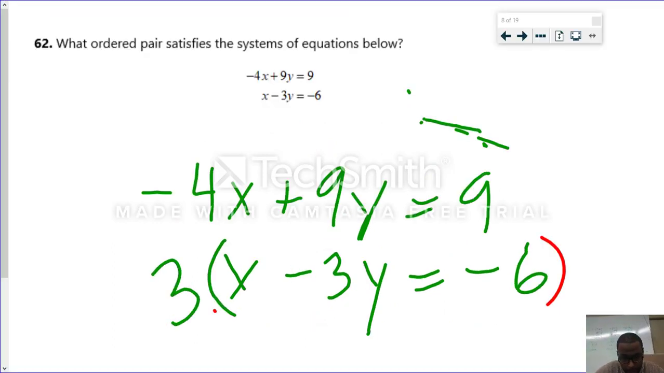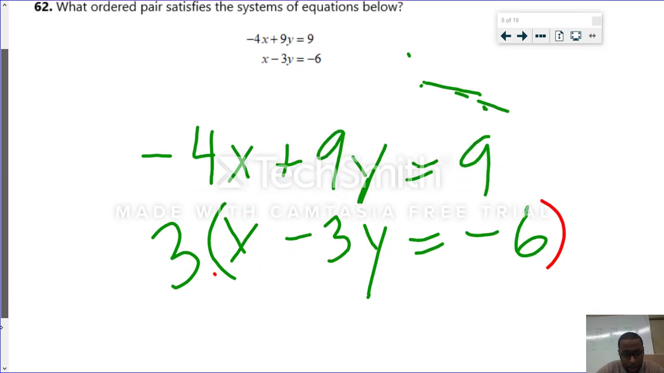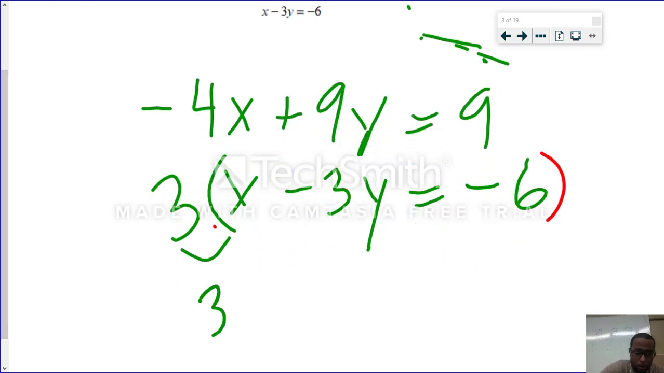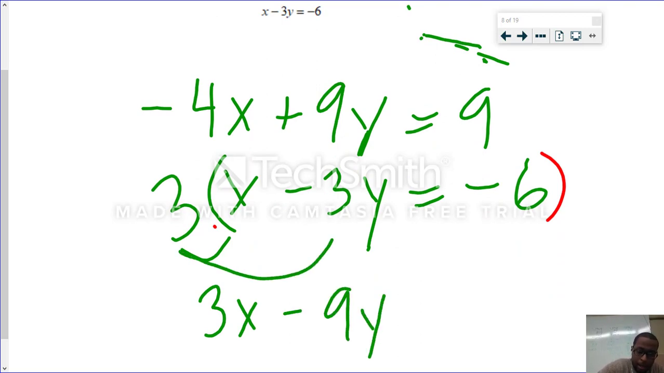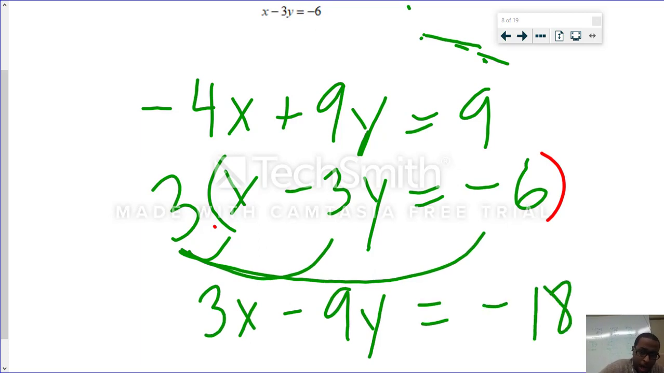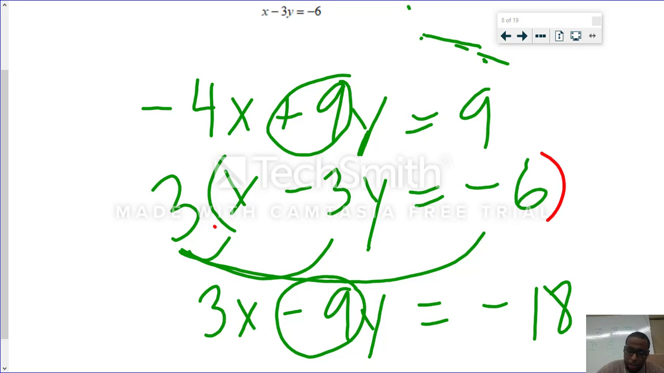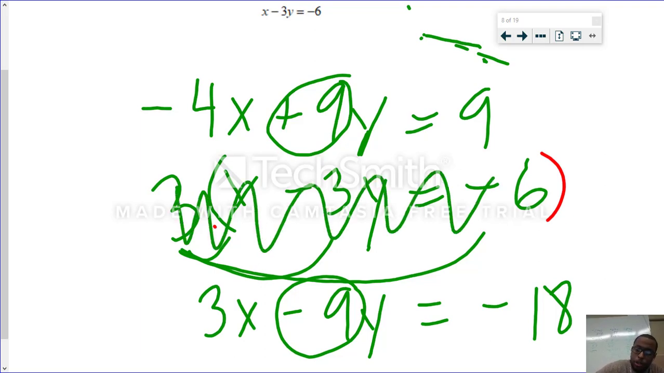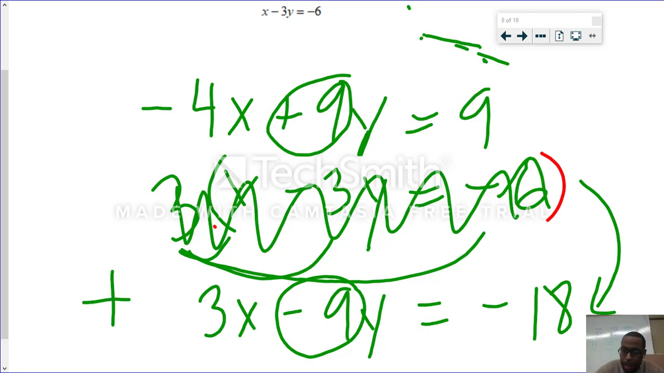If we multiply this question by 3, then what's going to happen is this will become 3x, this will become negative 9y, and this will become negative 18. And now you have this saying 9 and this saying negative 9. Okay? Now let's understand elimination. So we're going to just cross this out for 1 second because you rewrote this into this. If we're doing elimination and one is positive and one is negative, we are adding. Okay? That is the operation we're doing.